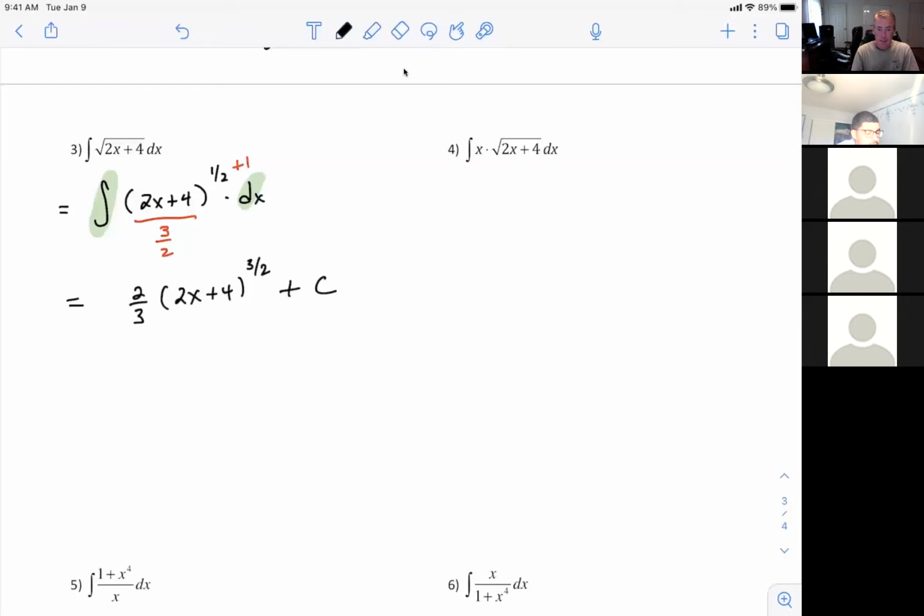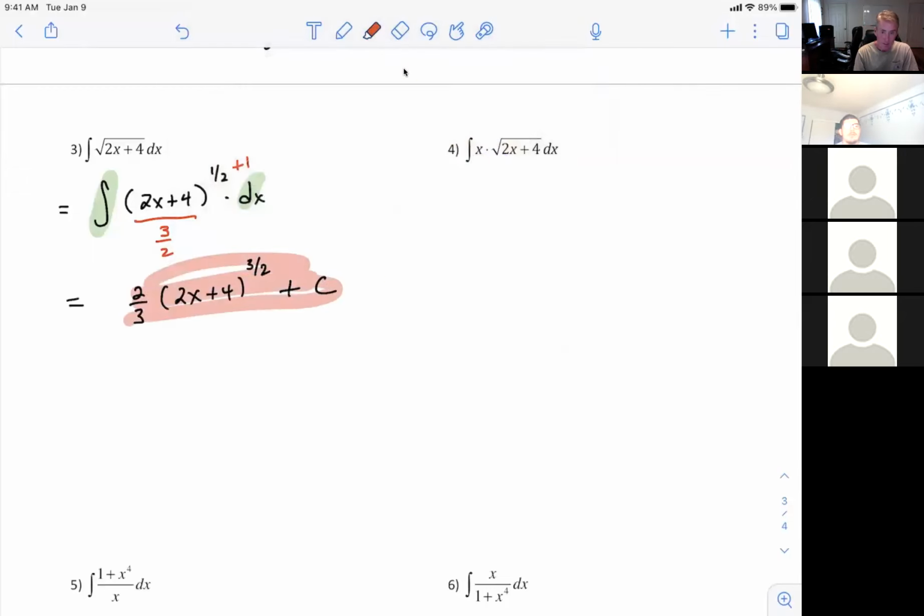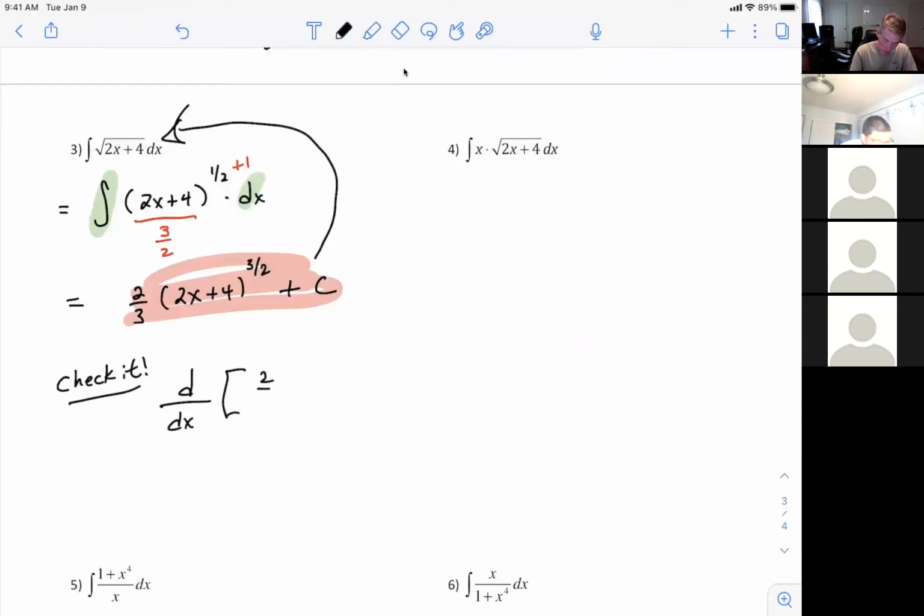Okay, now the other good thing with integration or finding antiderivatives is you could always check your answer. Because if this is the correct answer, I could take the derivative of it. And when I take the derivative, I should get the original square root of 2x plus 4 back. So check it and see if I did it right. So take the derivative of 2/3 (2x plus 4) to the 3/2 plus c.